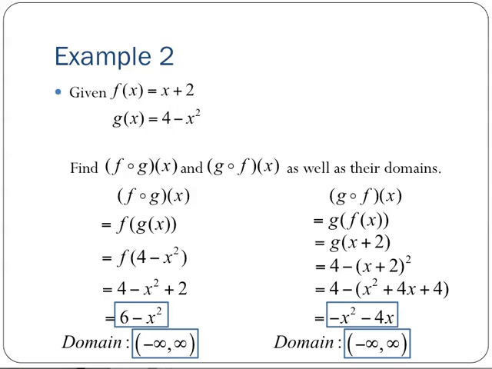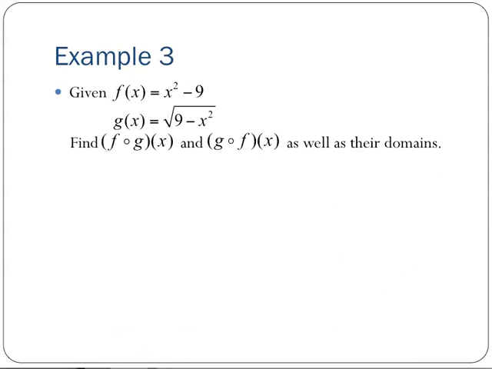Okay, so now let's look at a more interesting example. Let's say f of x is equal to x squared minus 9, and g of x is equal to the square root of 9 minus x squared. So find the composed functions f composed with g and g composed with f.